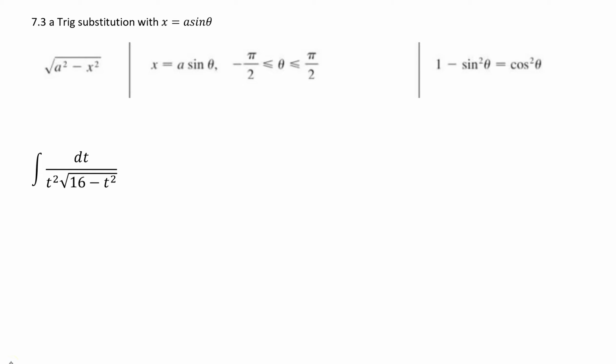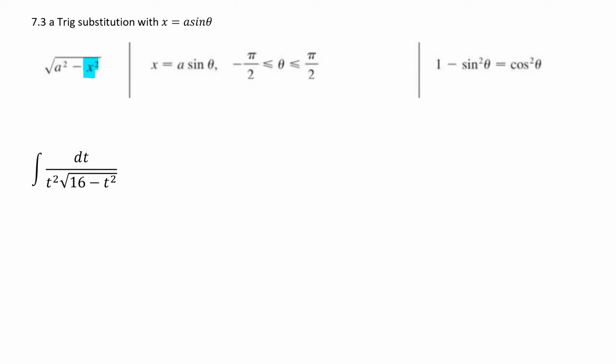This is using trig substitution with x equals a sine theta. And it won't always just be a sine theta, but it's a trig sub with sine theta. And the way you can tell we're going to be using sine theta is with this. If we are subtracting with an x squared, so we have some number minus x squared, we're going to be using x equals a sine theta.